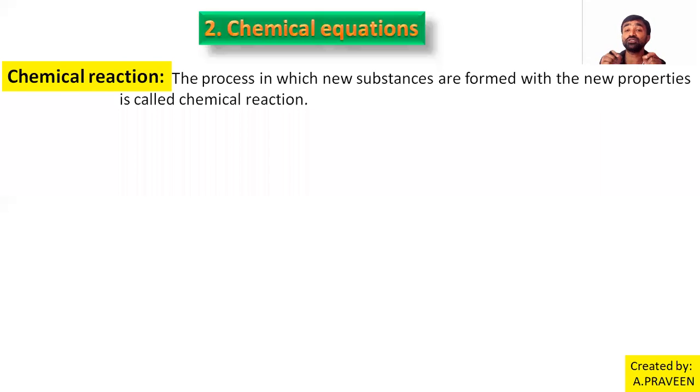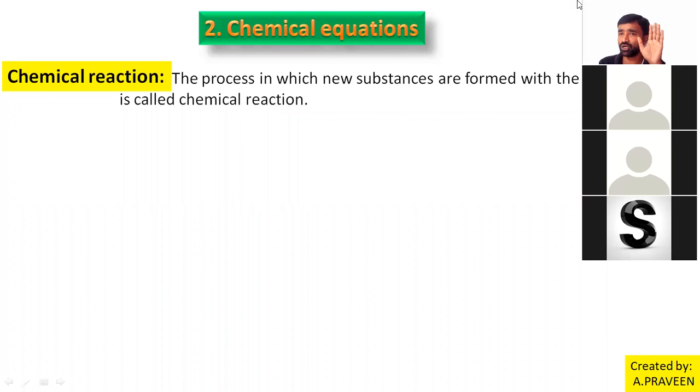right? So the process by which new substances are formed by the combination of different materials, completely with new properties, that only we are calling a reaction. So reaction is actually a change called chemical change. So chemical changes are considered to be chemical reactions. Are you clear about this? Any confusion?